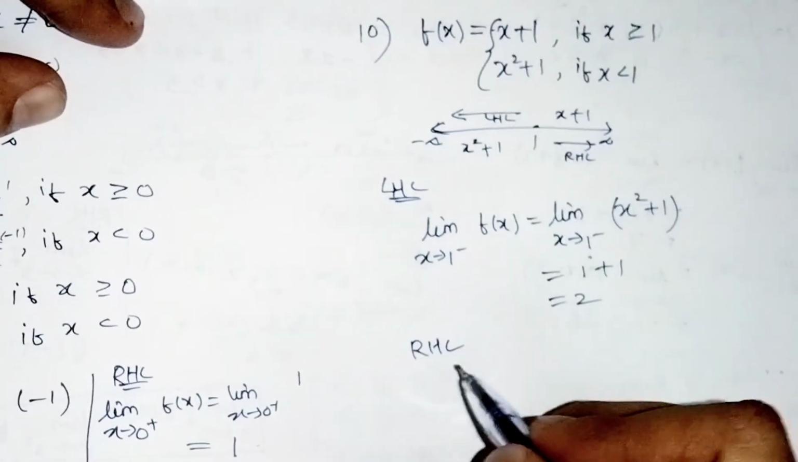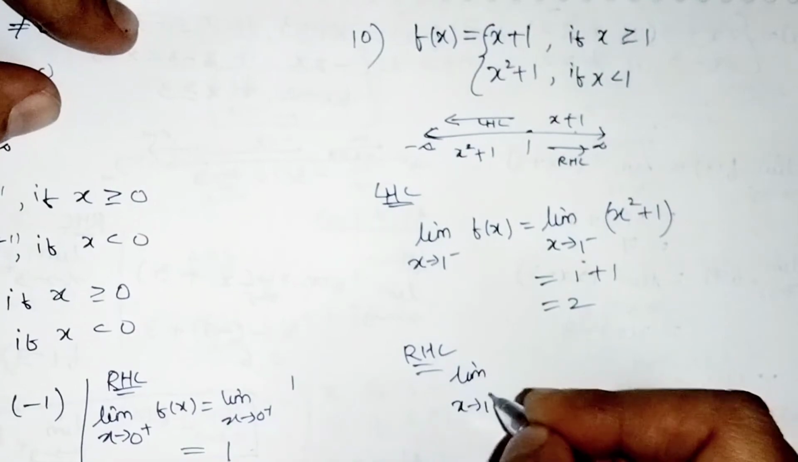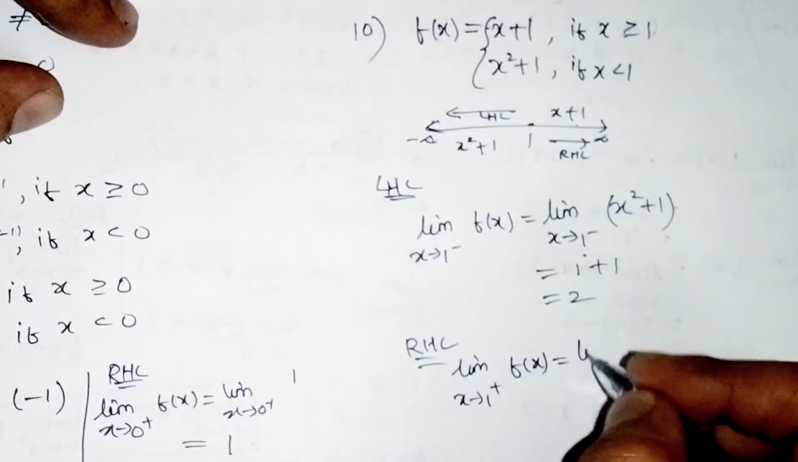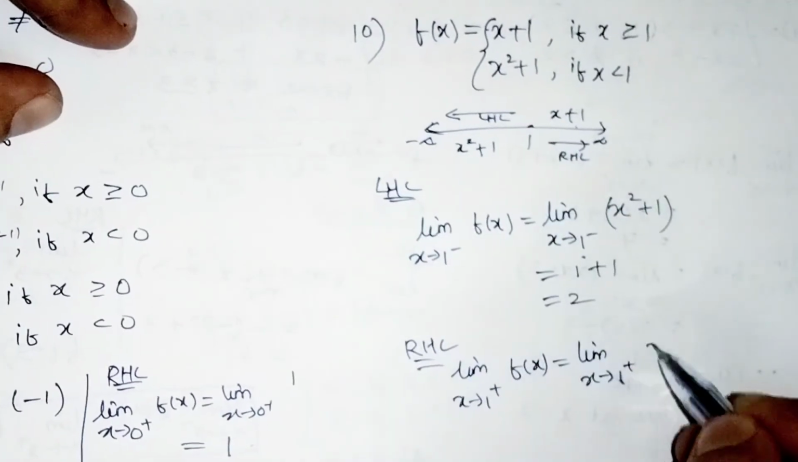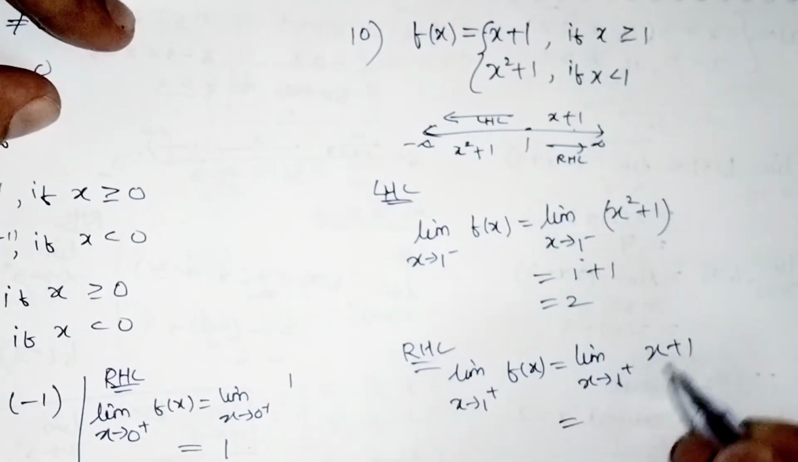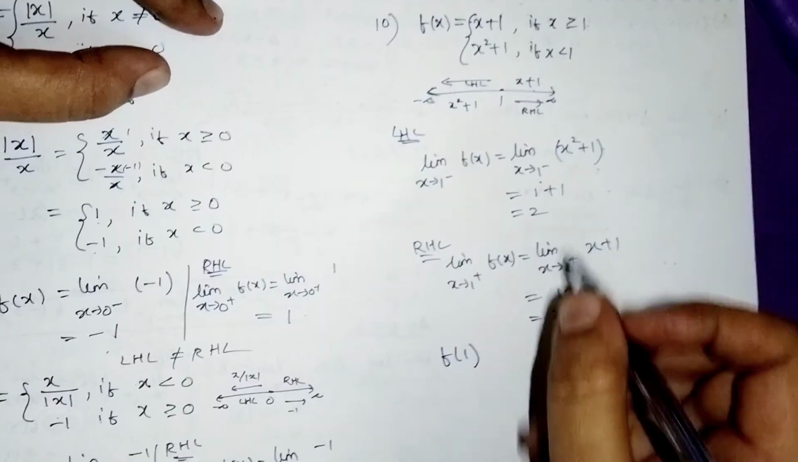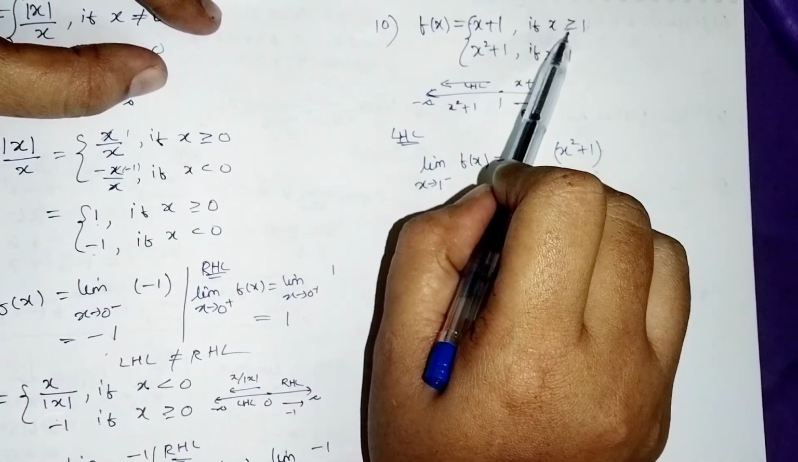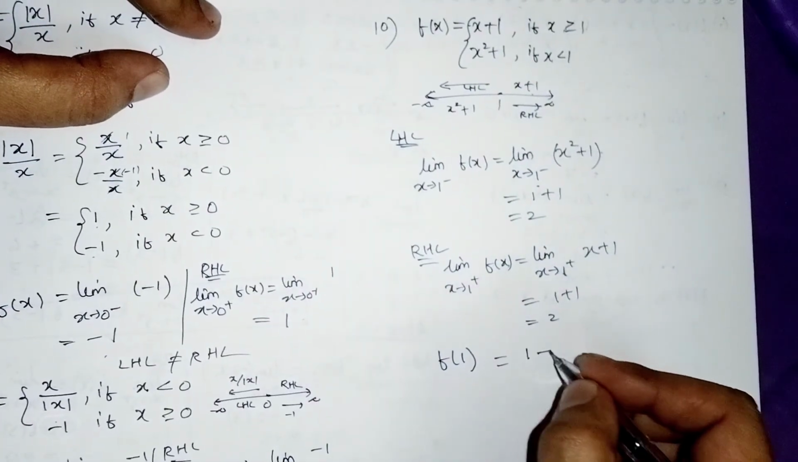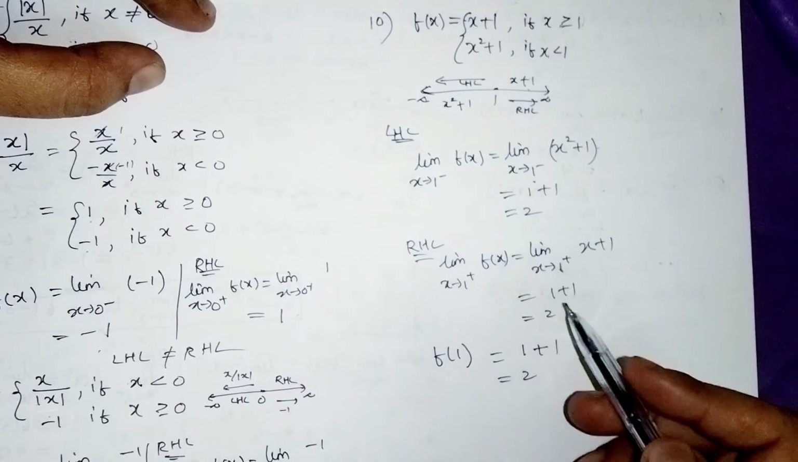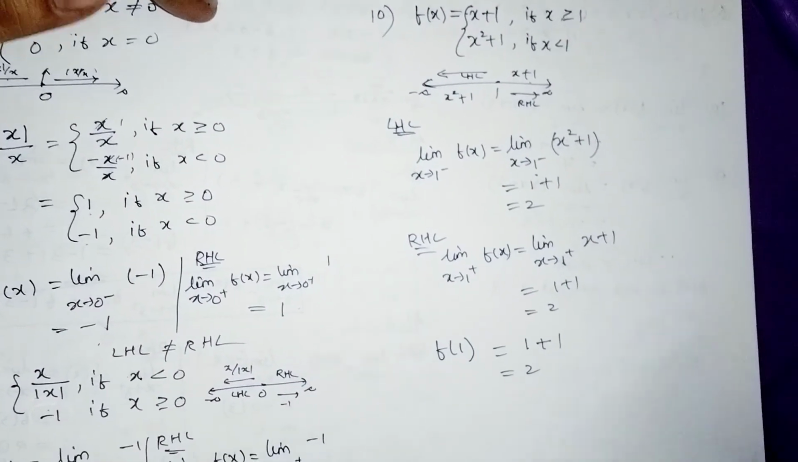RHL, we will be substituting the function x plus 1. So limit x tends to 1 power plus f of x equal to limit x tends to 1 power plus, in place of function we have x plus 1. When we substitute the value, 1 plus 1, it is 2. The values are same. Then for f of 1, check with the equal to. So we have greater than or equal to, that is x plus 1. So that is x is 1, 1 plus 1, 2. All the three values are equal. Therefore the given function is continuous at x equal to 1.